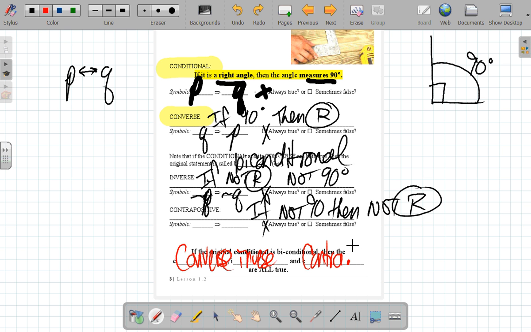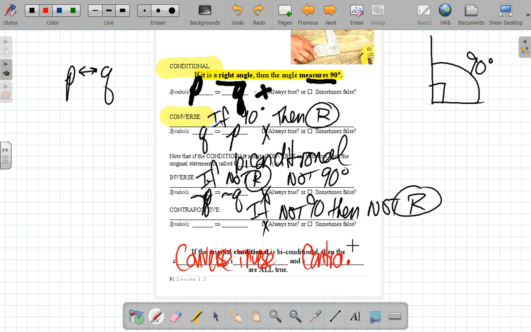If lines do not intersect, then they are parallel. Stay with me. If lines do not intersect, then they are parallel. Send me an email explaining why that is not biconditional. Two sentences will be worth 1 point.